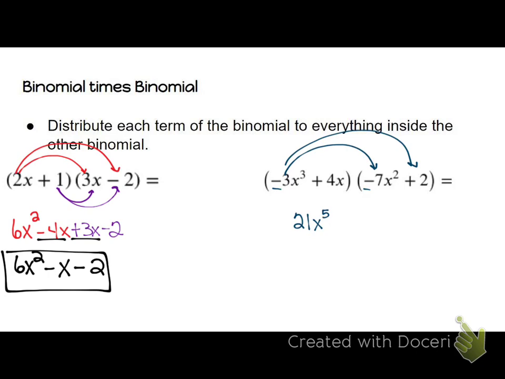Now I distribute it to my second term. So negative 3x cubed times 2. Well, what's negative 3 times 2? Negative 6. Okay, and then what's my variable? X. To the? There.